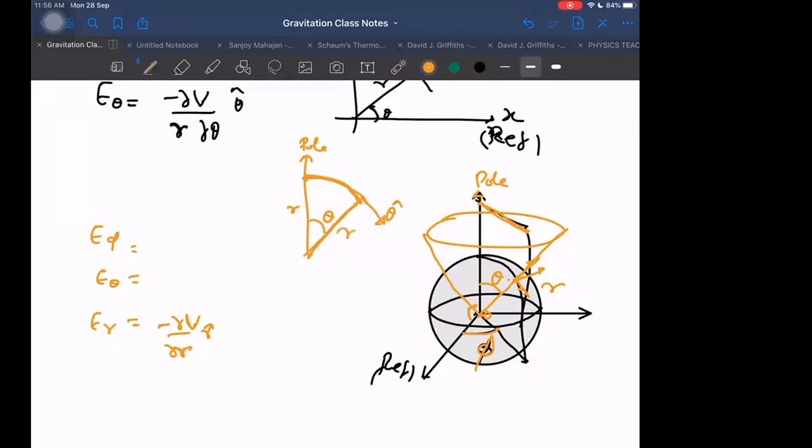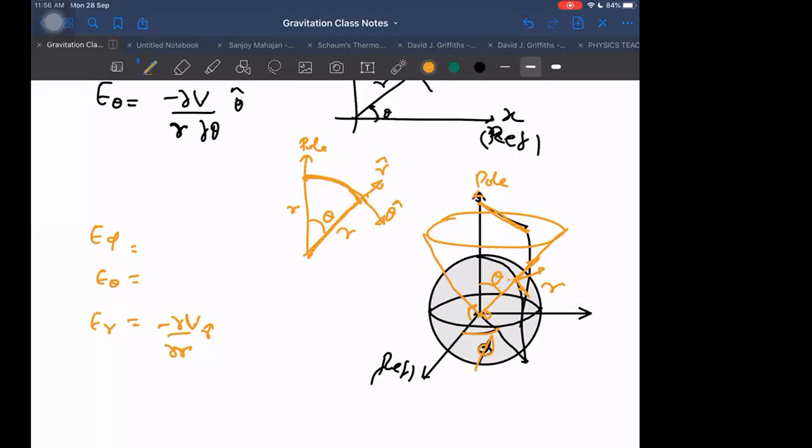This is r here. If I want to find the r cap direction, that will be this. That will be r cap, and similarly theta cap. And where will phi cap be? Phi cap will come out into the plane. This will be perpendicular to both r cap and theta cap, perpendicular to each other. But for the time being, I am just writing this. It is okay.